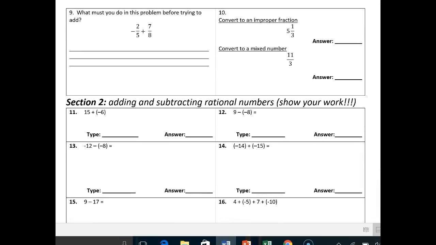Number 9, what must you do before trying to add this? You must find common denominators, right? Because we have a 5 and an 8.